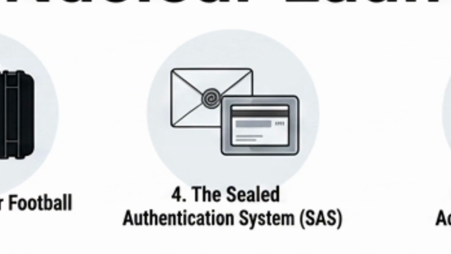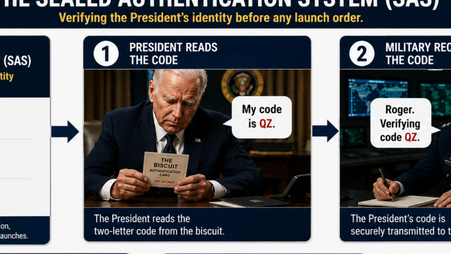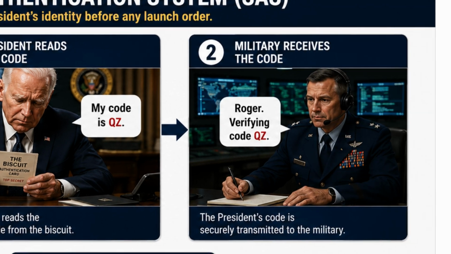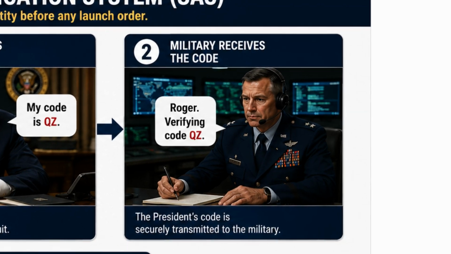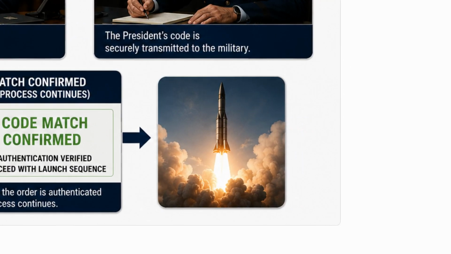4. The sealed authentication system, SAS. A system that verifies the president's identity before any launch order. The president reads a 2-letter code from the biscuit. The military confirms it matches their daily code. Only then does the launch process continue.